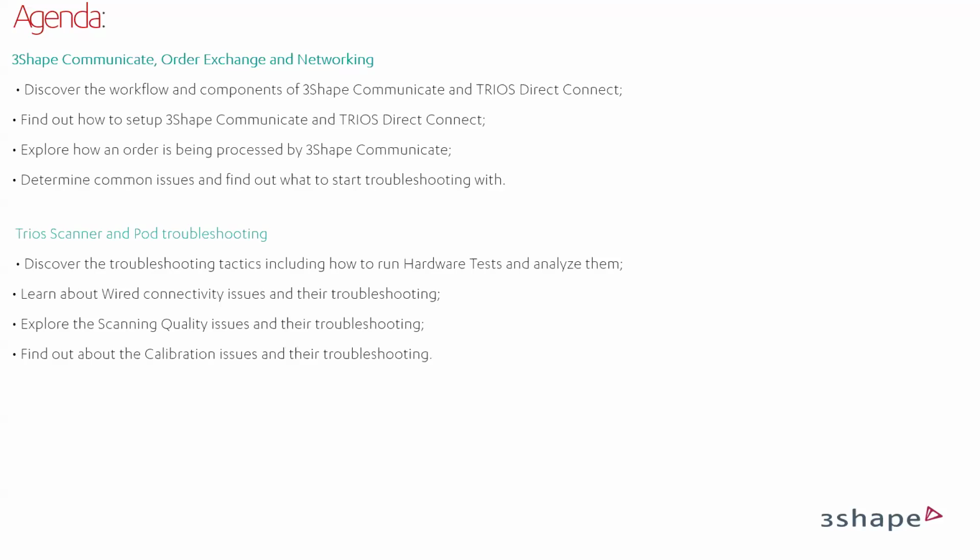The second main point is dedicated to our Trios scanner and port troubleshooting. We will discuss the troubleshooting statistics, including how to run some tests if needed and analyze them. Then we'll learn about wired connectivity issues and their troubleshooting, explore scanning quality issues and their troubleshooting, and find out about calibration issues and their troubleshooting. These are the most common and important things that you as resellers should know and check when our customers report issues with our scanner.